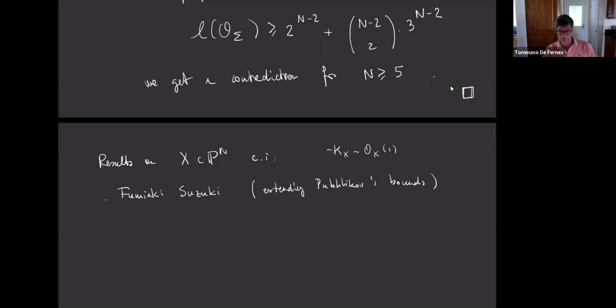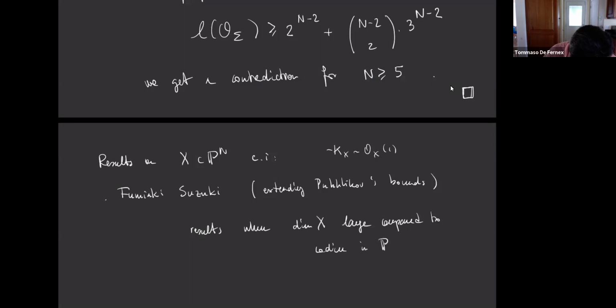Because, another part coming from the Noether inequality, there are two numbers you want to match. This r somehow has two meanings for us. So the results hold when the dimension of X is large compared to the codimension in the projective space.